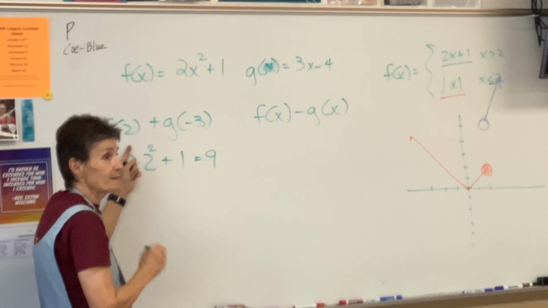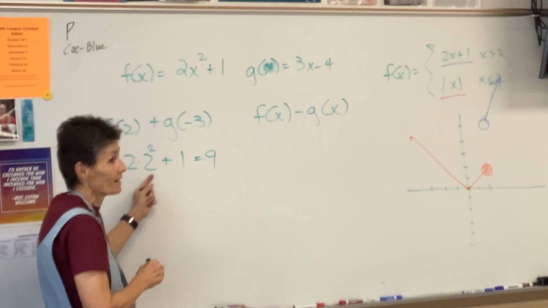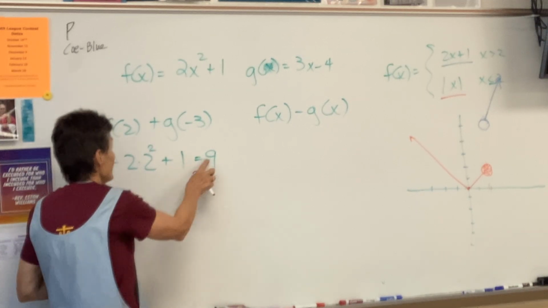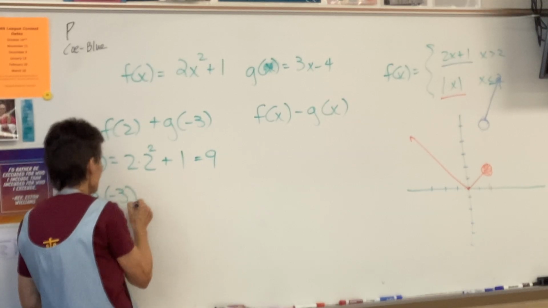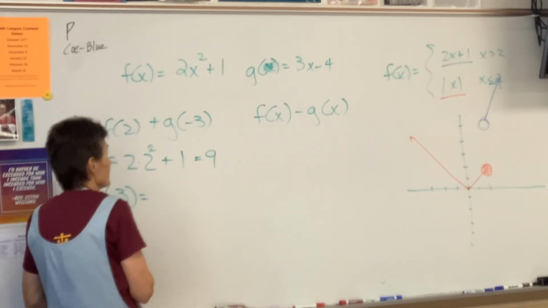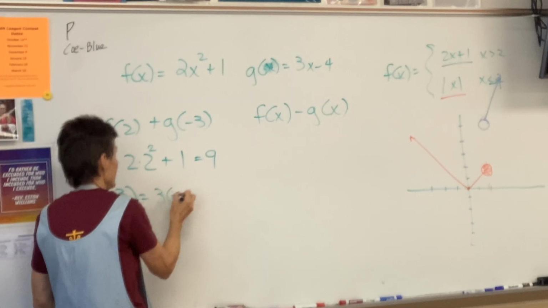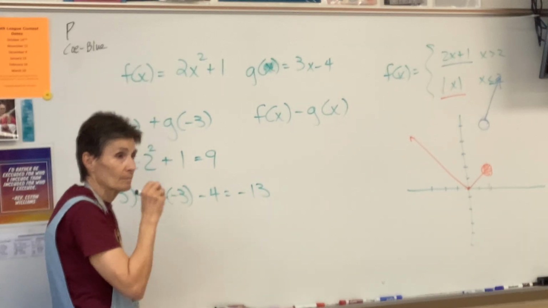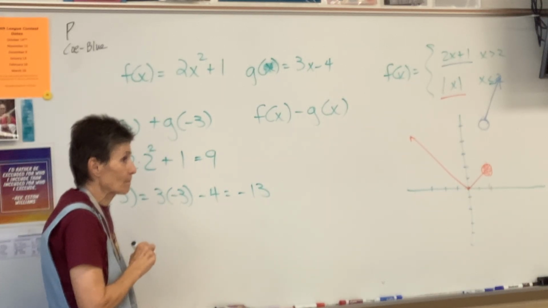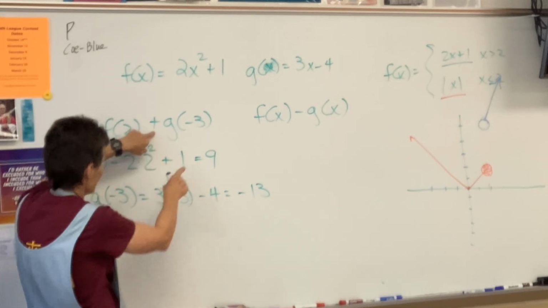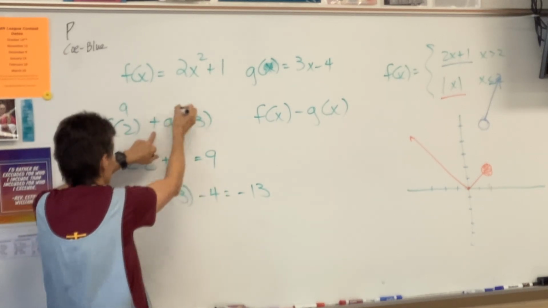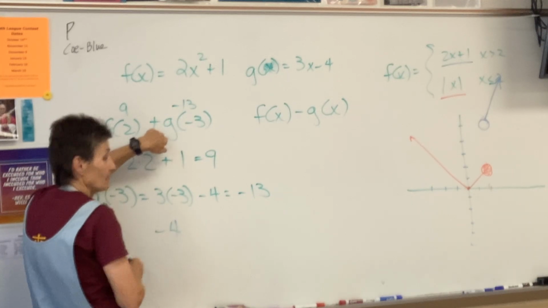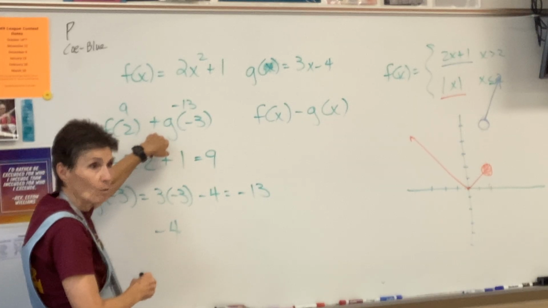Alright, there will be some goofball that does 2 times 2 and then squares it, and that will be wrong. PEMDAS, right? We gotta square first. Okay, and then I'm gonna put negative 3 into G. So negative 3 into G would be negative 13. Now, what do I do? I got this one to be 9, and I got this one to be negative 13. What am I doing with those numbers? Adding them. So the final answer to the problem is negative 4.